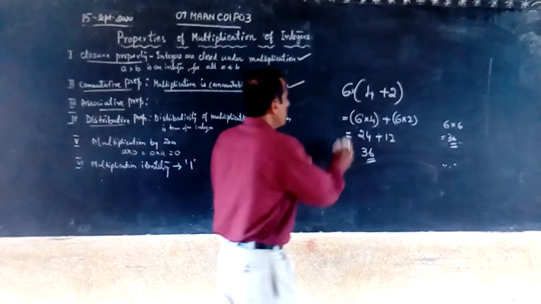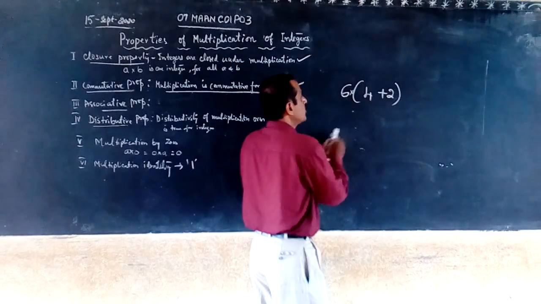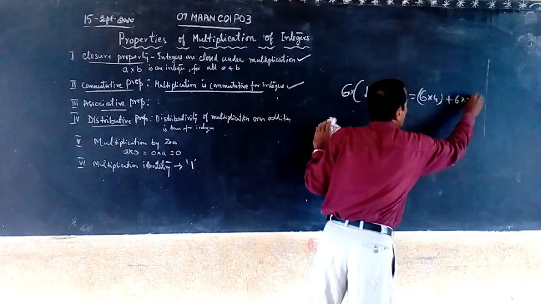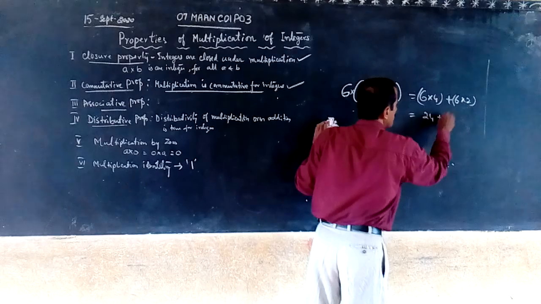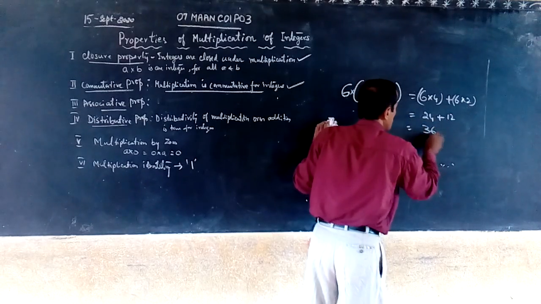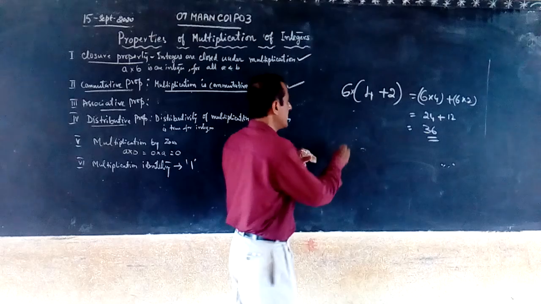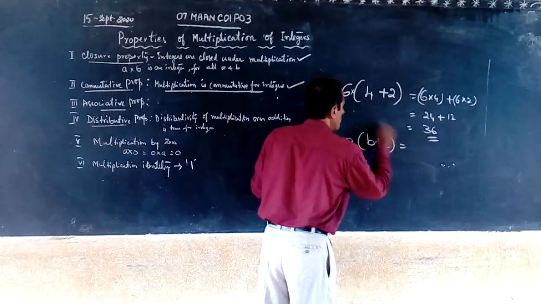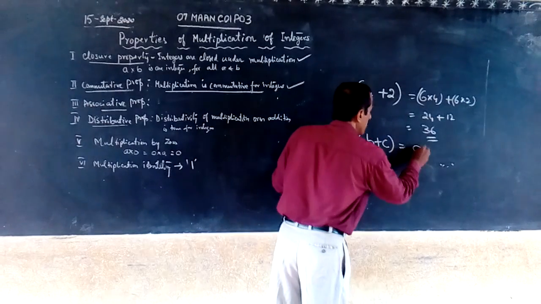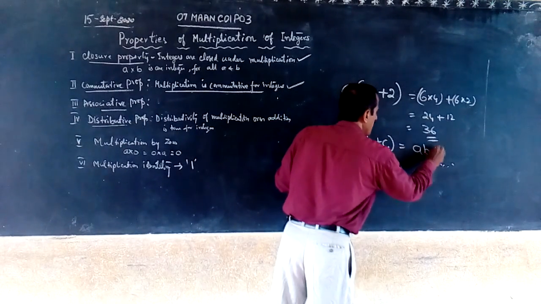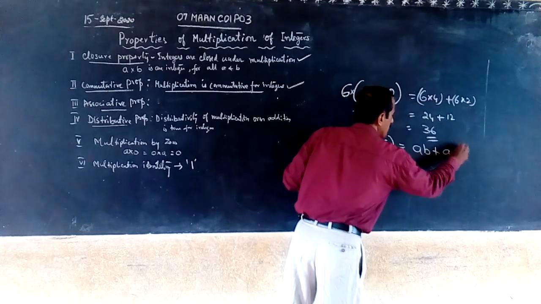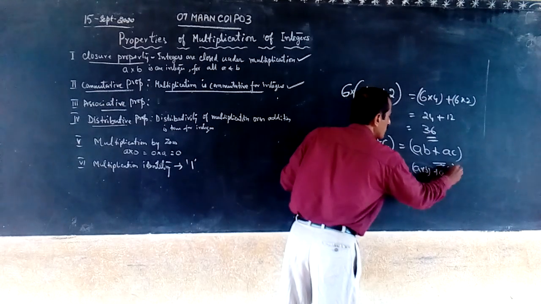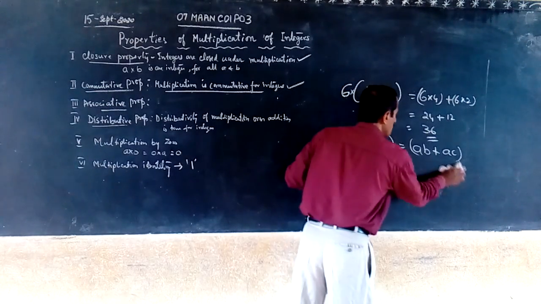Therefore, we can say 6 into 4 plus 2 is equal to 6 into 4 plus 6 into 2. It is one and the same. 24 plus 12 is equal to 36. Correct? In general, we can say A into B plus C is equal to A into B, AB, plus A into C, AC. You can write it like this, or A into B plus A into C. Like this also you can write. Isn't it? Therefore, this is the distributive property.